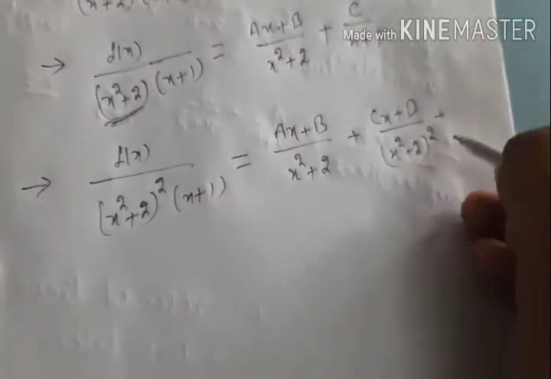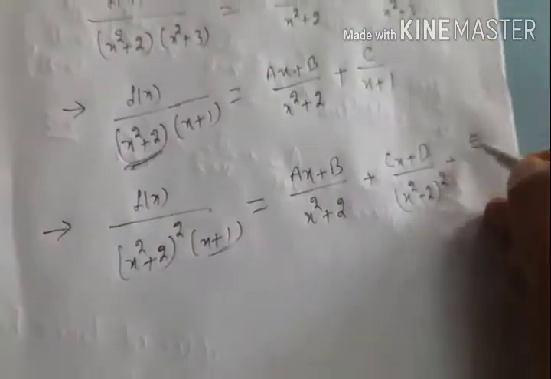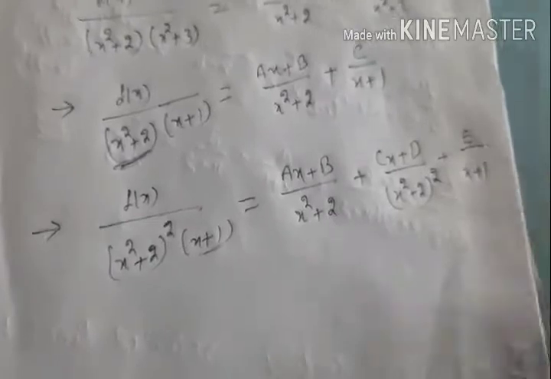If you have power 3, take ex plus f by whole cube. And the second factor, x plus 1, is a linear factor. You take e by x plus 1. These are the basic concepts and properties.